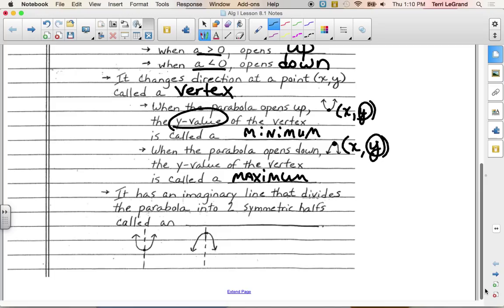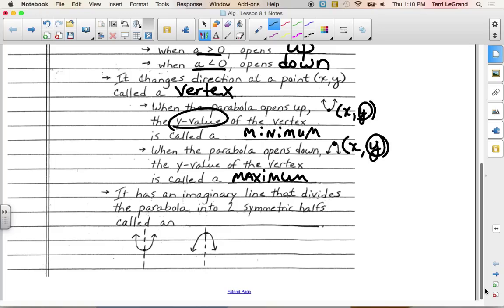So we know, right now this is what we know. A controls whether it opens up or it opens down. The vertex tells us whether it's going to have a minimum or a maximum, and it gives it to us by looking at the y value.